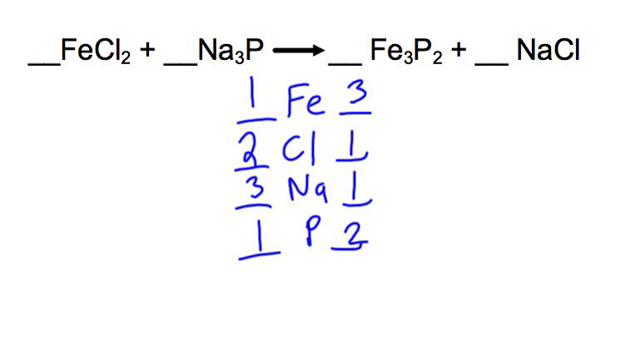I have 3 on the right. I have 1 on the left, so I'll need a 3. It's going to give me 3 irons, and 3 times 2 is 6 chlorines. Okay, so that's taken care of. So now I got to try something else.